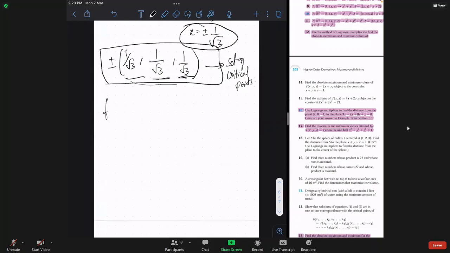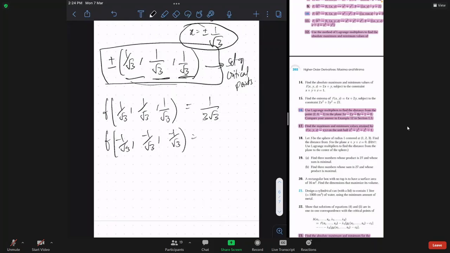So I'm going to pick up the point 1 by root 3 where all are positive. I'm going to just multiply all three because it's x, y, z. So it's going to be 1 by 3 root 3. And then if I take all as negative, I'm going to get minus 1 by 3 root 3. So this is the maximum value and this is the minimum value.